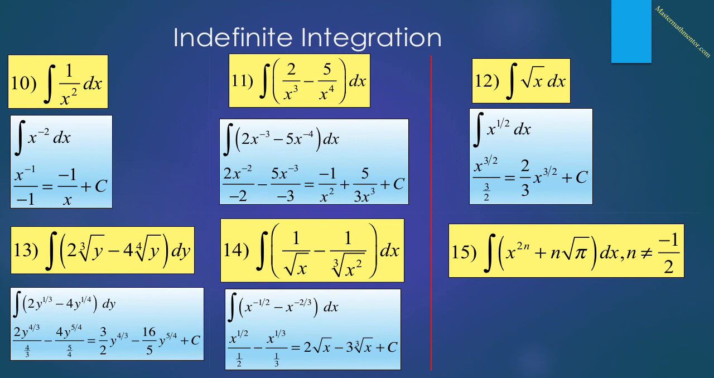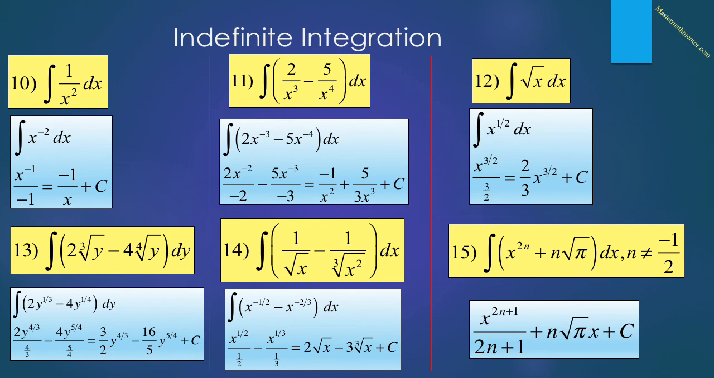And inverting the denominators, we get 2 square root of x minus 3 times the cube root of x, plus c. Again, it is a good idea to take the derivative of these and show that you will get back to the original expression.